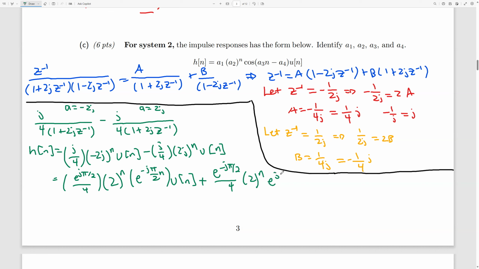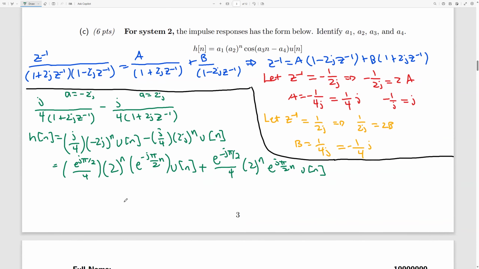This j is going to be e to the j pi over 2 n u of n. So I'm getting a bit closer. Now I'm getting that this is 2 to the n, and I have e to the negative j pi over 2 n plus the phase factor. So I'm going to write this as pi over 2 n minus pi over 2. It's actually a plus in terms of the phase because of the negative. And I have this divided by 4 currently. Let's just put the u of n's away, for example, in the 2 to the n factor.